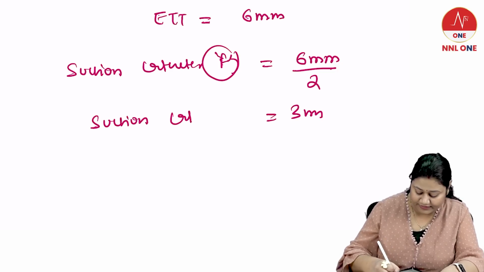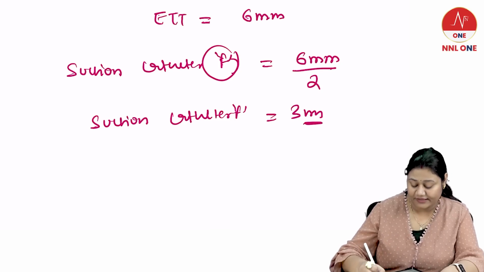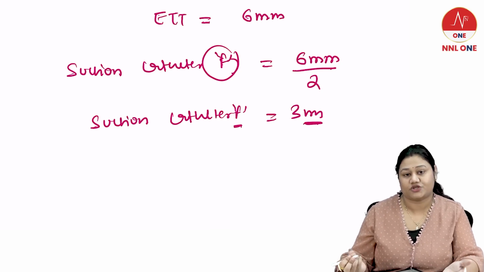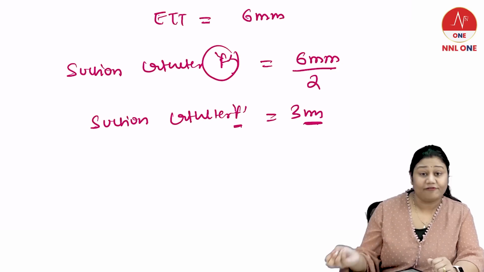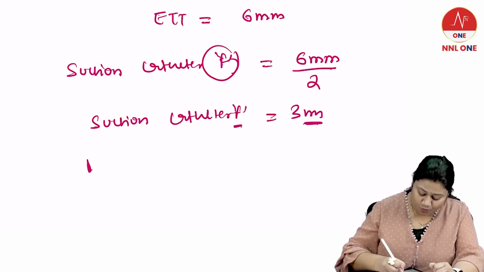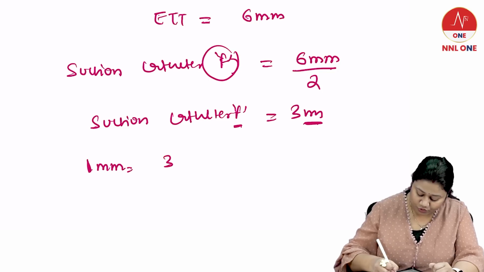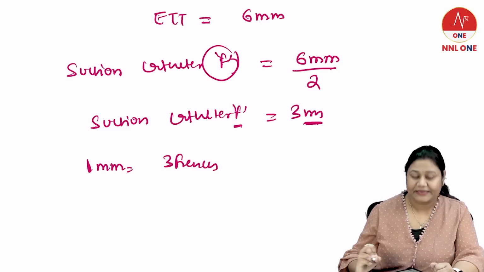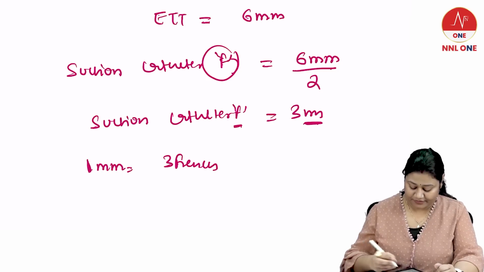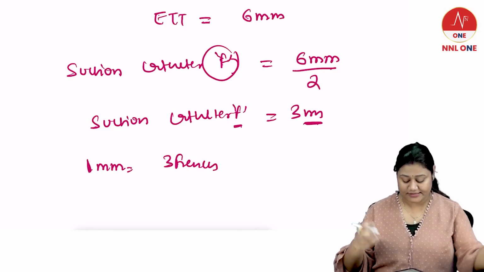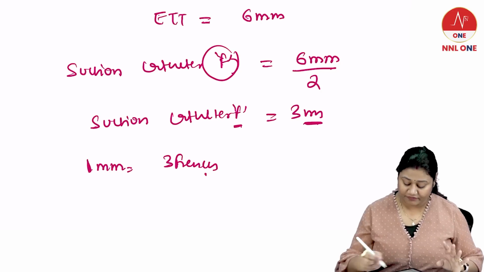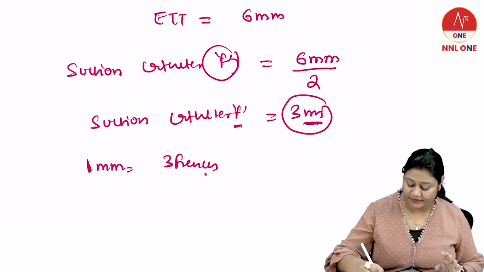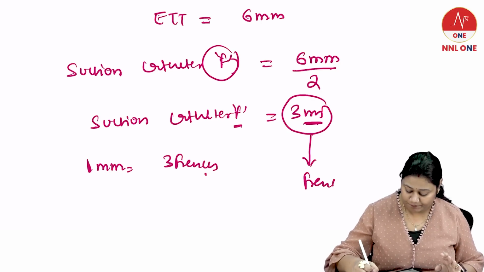So will it be the correct size of suction catheter? The answer is no, because here the unit is millimeter and we have to find out the suction catheter size in French. Now we have to convert it, right? So 1 millimeter is equal to 3 French. Millimeter is a bigger size, French is a smaller size. Whenever we have 3 millimeter, we have to convert it into French, right?